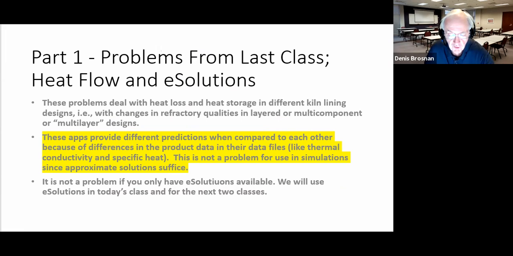I know that eSolutions gives us the whole furnace to deal with. We're going to only look at the wall orientation in either heat flow or eSolutions. So they're going to give a little different answers. Nevertheless, they have different data in their databases, whereas Thermal Ceramics is very specific about product names and densities. eSolutions is using generic data for that class of products. So you would expect different answers.